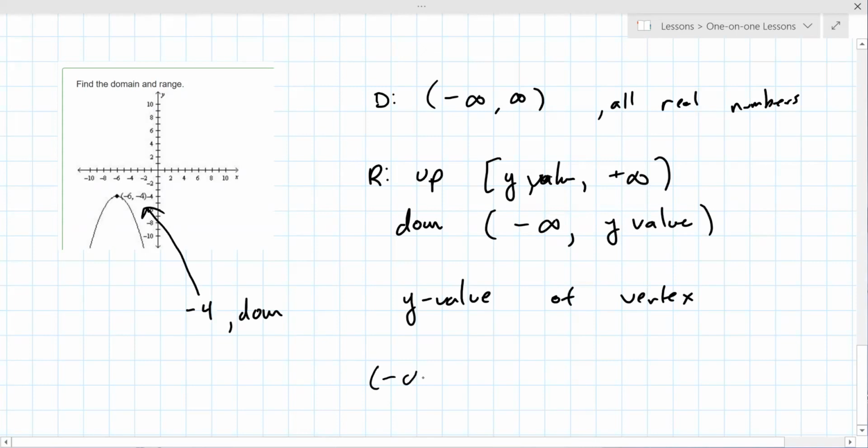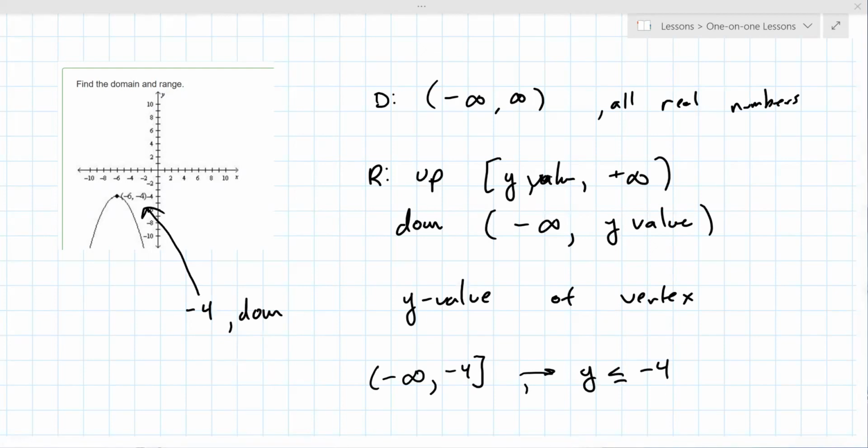minus infinity to -4 with a bracket. Now your book, or your online thing here, does it like this. It says y is less than or equal to -4. Yes. Okay. All right. So those are all the questions from your first homework from the week.